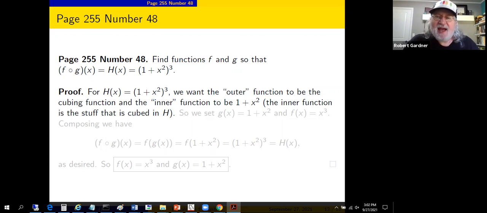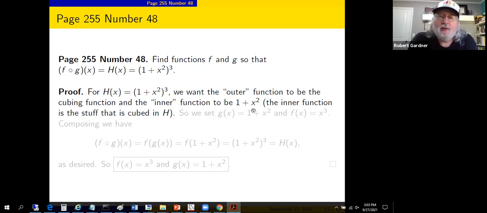What do you see as the outermost operation? I see some stuff cubed. That's kind of on the outside. What gets cubed? Well, the inner stuff is 1 plus x squared. So thinking of this as an outer function and an inner function, and that's what you get with compositions, I think the outer function would be the cubing function, and the inner function would be the 1 plus x squared function.